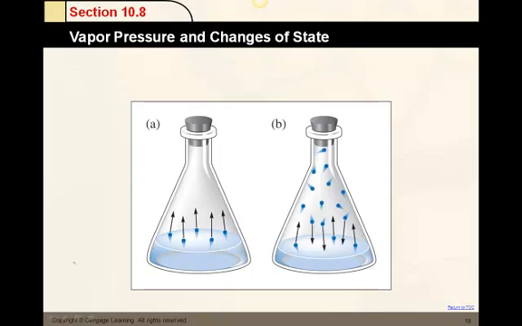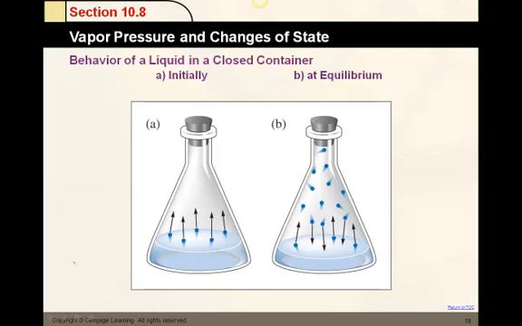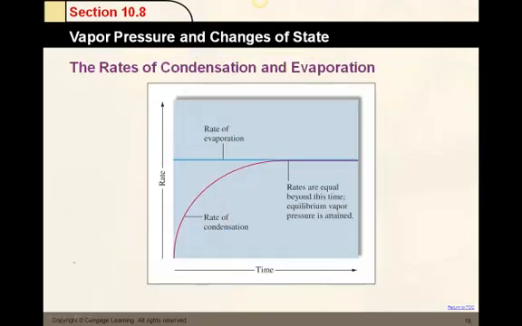And you can see that at some point in this closed container, this is letter B, the number of molecules becoming a vapor are equal to those that are leaving the vaporized state and becoming a liquid once again. These would be in equilibrium, initially, and then at equilibrium. Had I pushed that button, we would have seen that sooner, but at least we know what it is. So, at equilibrium, the rate of evaporation and the rate of condensation happen at the same time. And you can see by this graph that relationship.